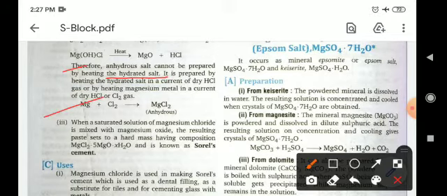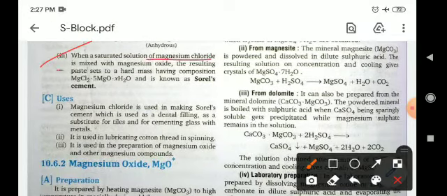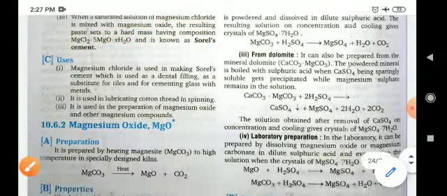Mg plus Cl2 gives MgCl2. Now, when a saturated solution of magnesium chloride is mixed with magnesium oxide, the resulting paste sets to a hard mass having the composition MgCl2.5MgO.xH2O, which is known as Sorel's cement. What is known as Sorel's cement?